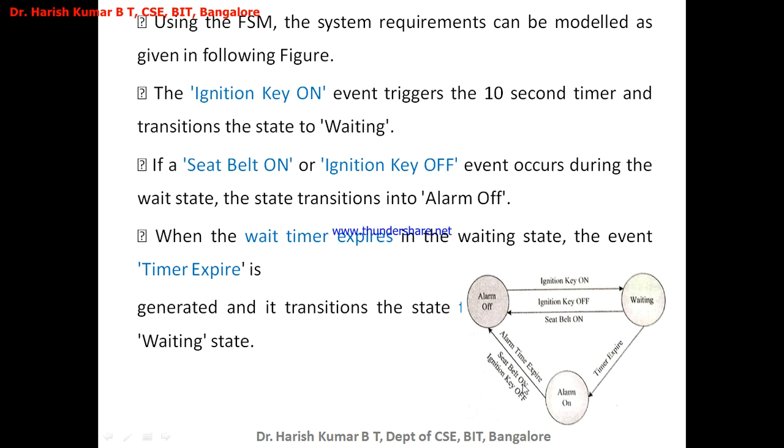Next, when the timer expires again, it goes to the alarm off state, or if the user turns on the seat belt, it will go to the alarm off state, and even if he switches off the ignition, it will go back to the off state. So this is the finite state machine modeling. That means the system switches between these three states at any point of time based on all these events.